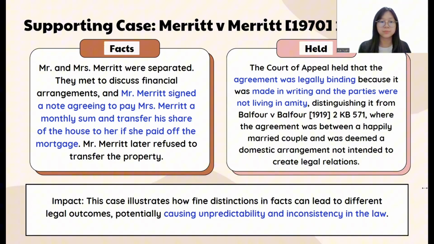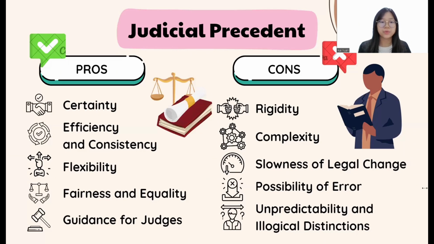In summary, judicial precedents offer significant advantages such as certainty, efficiency and consistency, flexibility, fairness and equality, and providing clear guidance for judges. However, they also have notable disadvantages including rigidity, complexity, being slow to adapt to legal changes, the possibility of perpetuating judicial errors, and leading to inconsistency and unpredictability through fine distinctions.